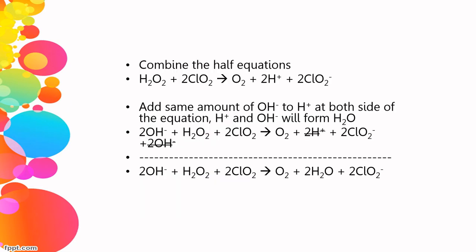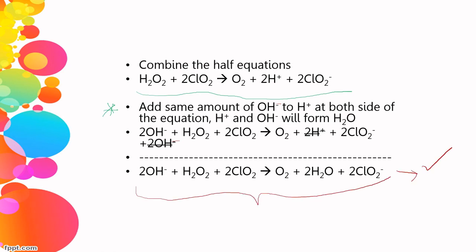Then we combine the half equations. It will give us this equation. And then we need to add, yes, this is where the step is different from the acidic solution. We need to add the same amount of OH minus as H plus to both sides of the equation. In this case, we have 2 H plus here, so we need to add 2 OH minus, and also 2 OH minus at this side. So the net reaction will be this one.